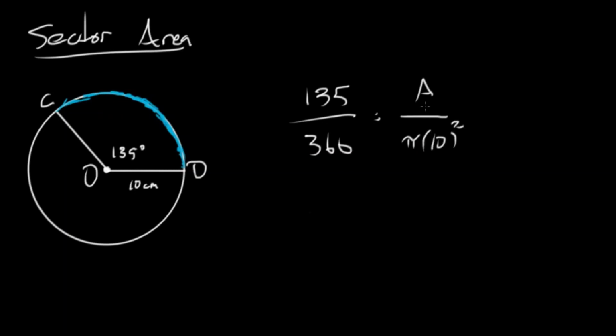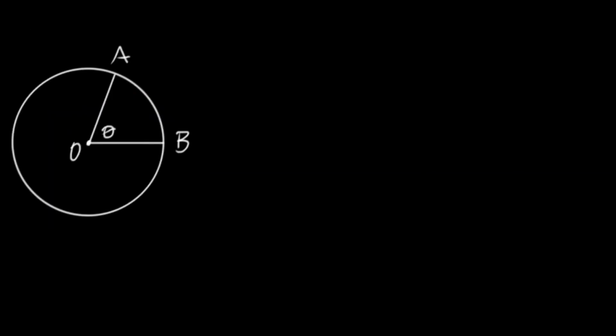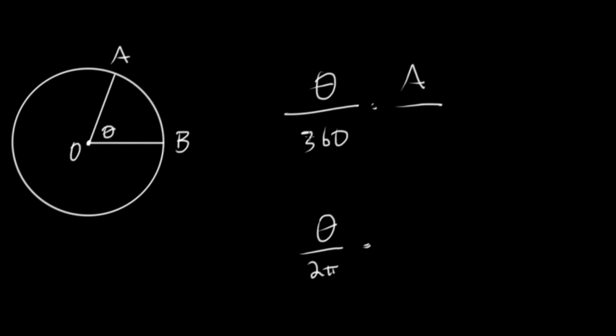All right, so what does this end up being? This ends up being, with a little bit of algebra, 75 over 2 pi centimeters squared. If we decide to do this in general, we're just going to have that angle theta divided by 360, or if in radians, divided by 2 pi, and that ratio is going to be equal to the area of the sector divided by the total area.